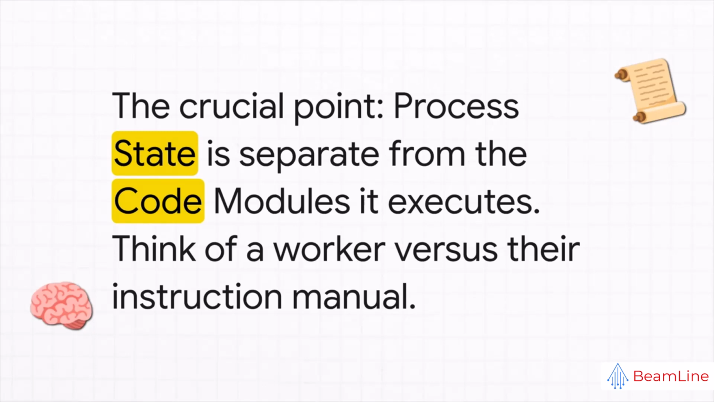And this right here is the absolute key to everything. A process's state, the data it's holding in memory, is totally separate from the code module it's running. Think about it like this. You have a worker, and you have their instruction manual. The worker and the manual are two different things. This means you can swap out the manual for a new one without stopping the worker. That simple idea is what makes hot code upgrades possible.